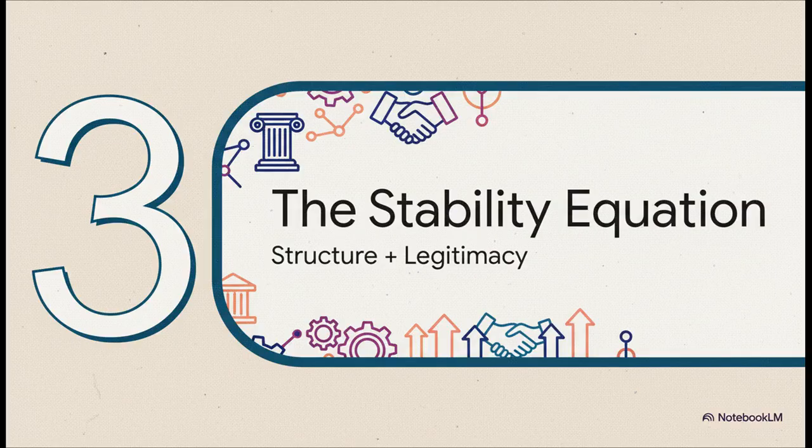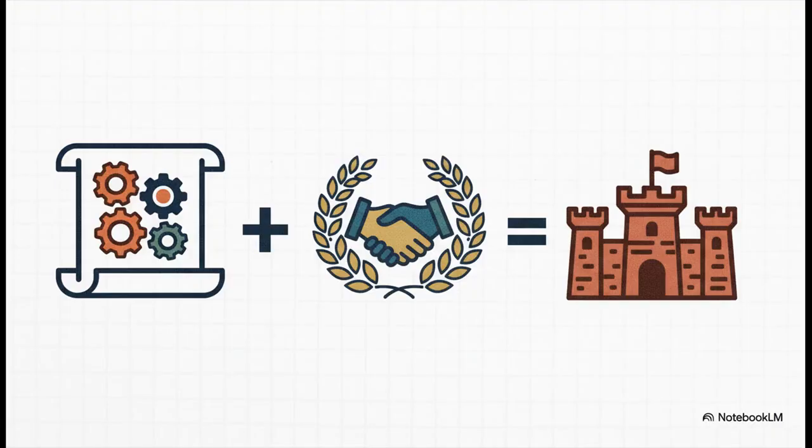Okay, so let's bring our two big ideas together now. We've got the government's architecture, its structure, and we've got its right to rule, its legitimacy. So, what happens when you mix them? This right here is the main takeaway. A government that has the right structure for its society, say a federal system for a really diverse country, and has earned the trust of its people, well, that's a stable government. That's a government that can weather a crisis, it can get things done, it can last.